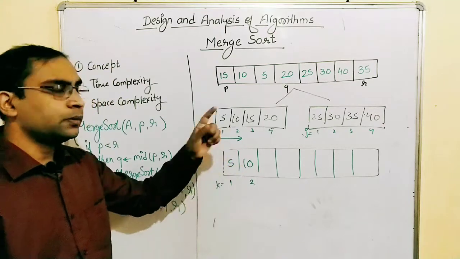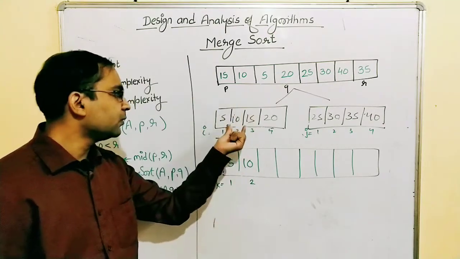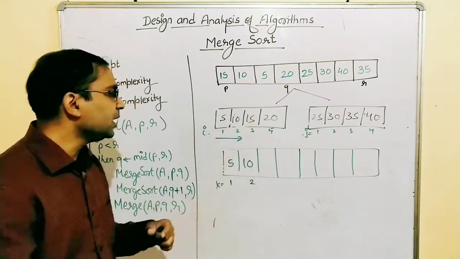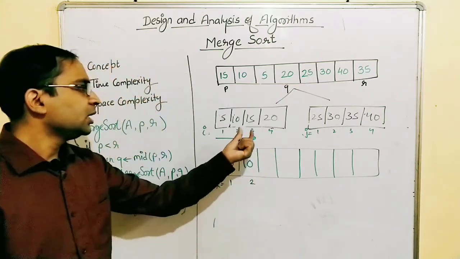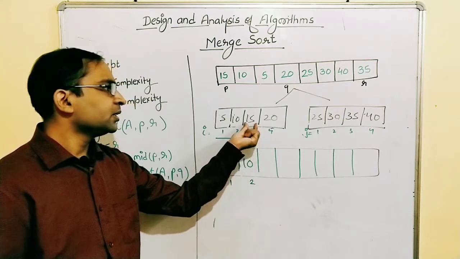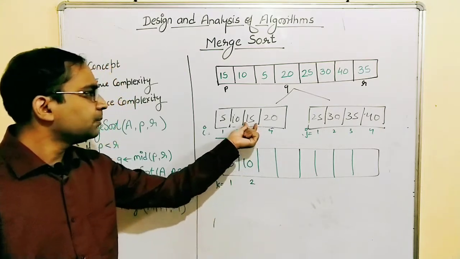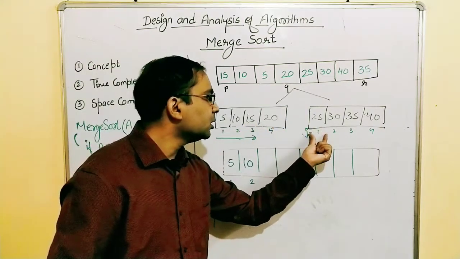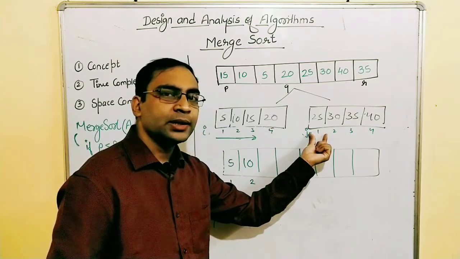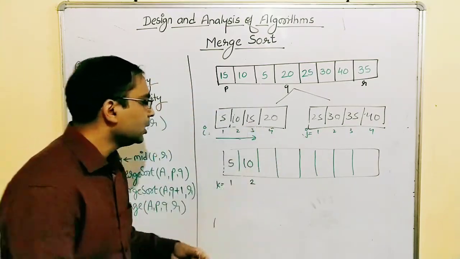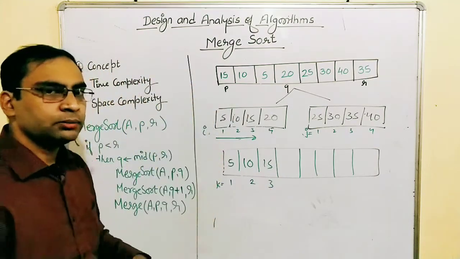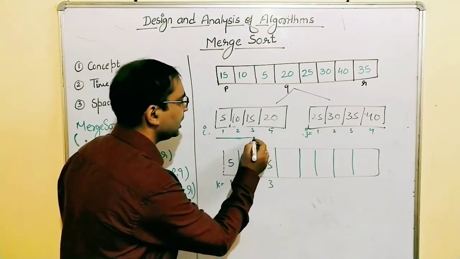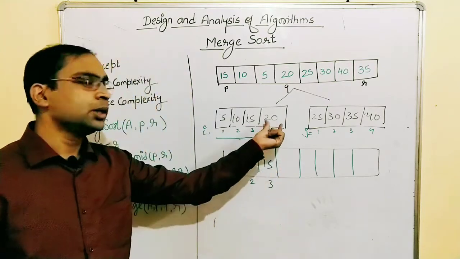So k is again incremented to 2, so we'll substitute 10 here. Then again, from which list have we substituted? From this list, so we will increment this i again. Now we are on to this third element. So this is 15. If we compare this 15 with this 25, which one is smaller? Obviously 15. So we'll put 15 here, we'll increment, and now again, which variable will be incremented? This i will be incremented, and this will go to 20.